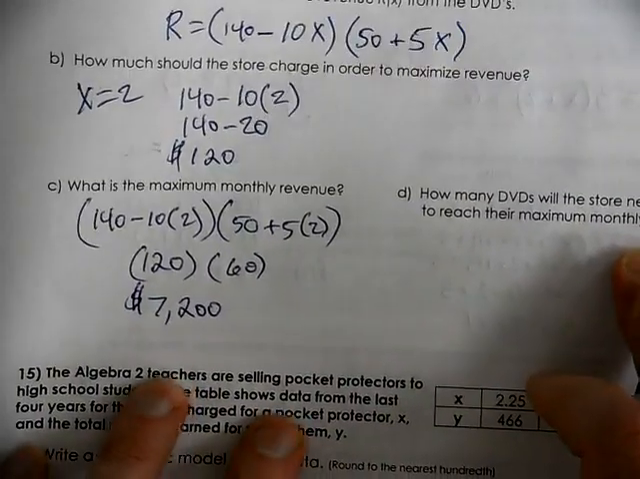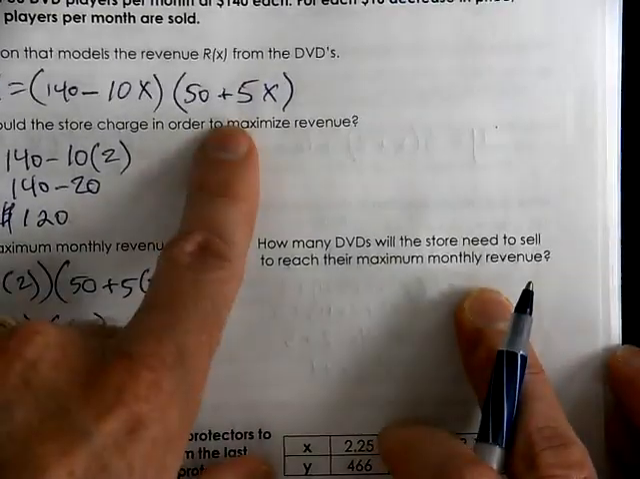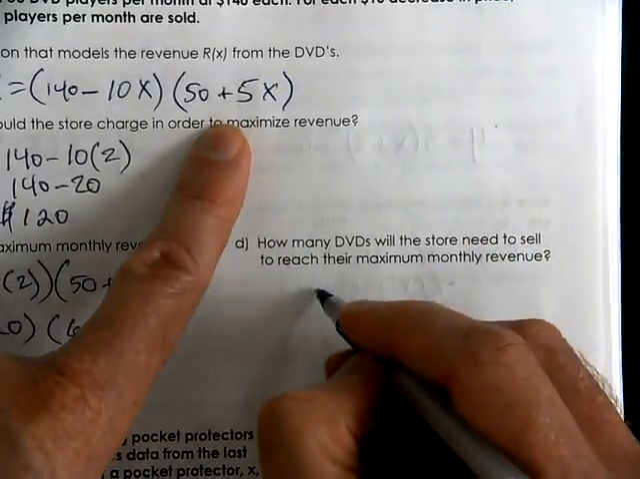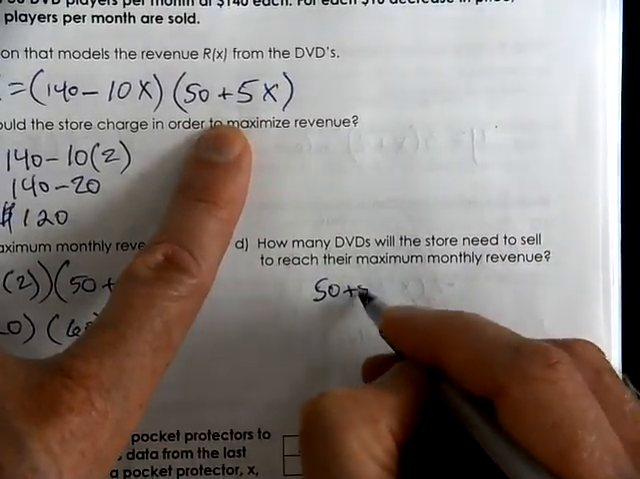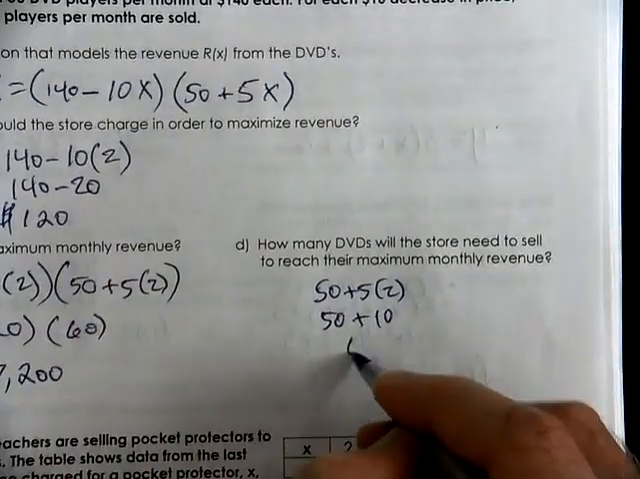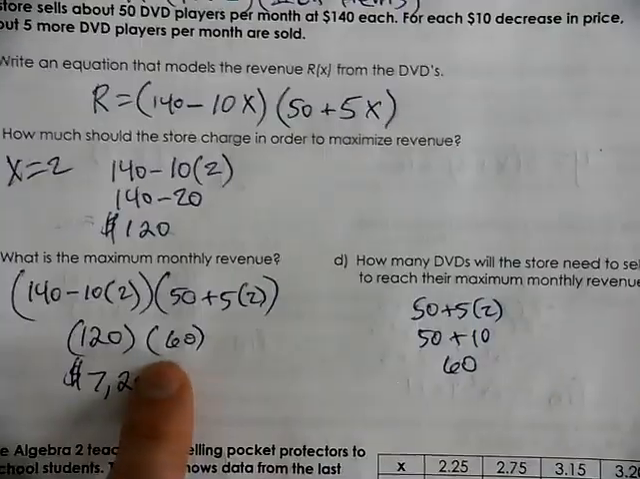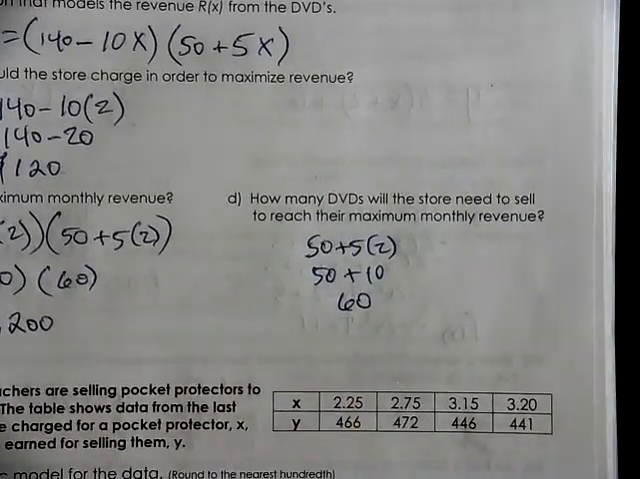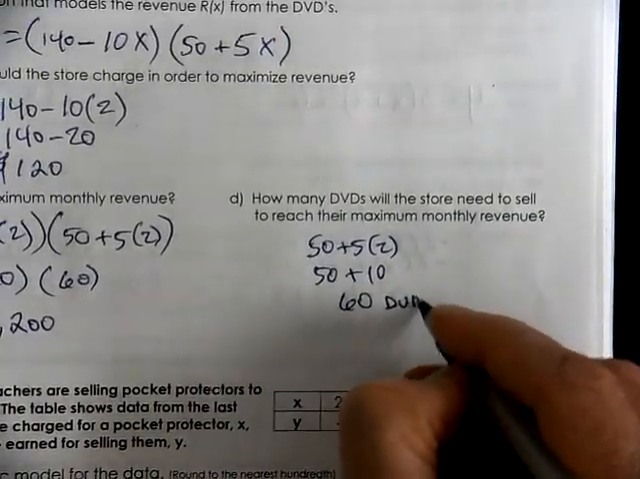How many DVDs would you be selling? Well, we would use the DVD portion of the formula. 50 plus 5 times 2, that's 50 plus 10, that is 60. We had calculated that already here. 60 DVDs.